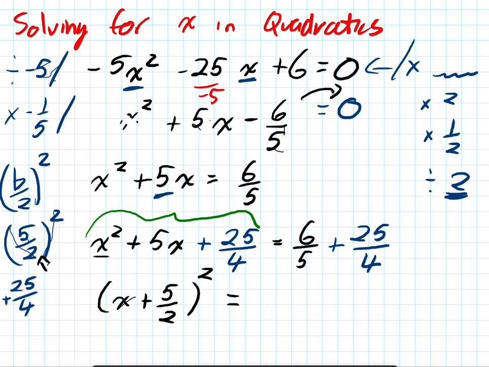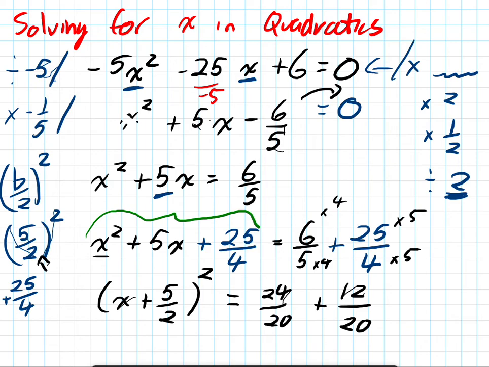What's left is the right side. I do have to condense or simplify these fractions, and they don't have like denominators. So I'm going to have to give them a common denominator. It just so happens 20 is it, so I'm going to multiply this whole fraction by 4 on the top and bottom, and this fraction by 5 on the top and bottom. That's going to give us 24/20 plus 125/20.